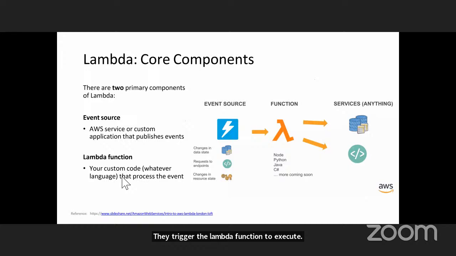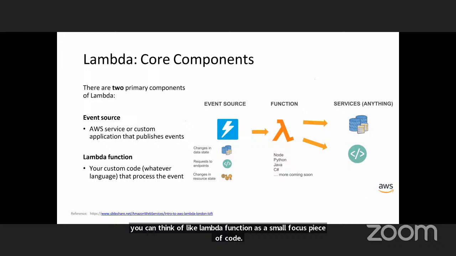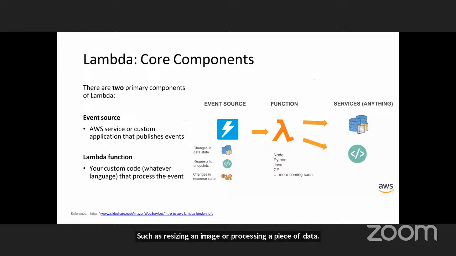And the Lambda function itself is your code that processes the event. You can write it in Python, Node.js, Java, and other languages. You can think of a Lambda function as a small focused piece of code that does one job, such as resizing an image or processing a piece of data. When an event occurs, Lambda automatically runs your function and you only pay for the compute time you use.